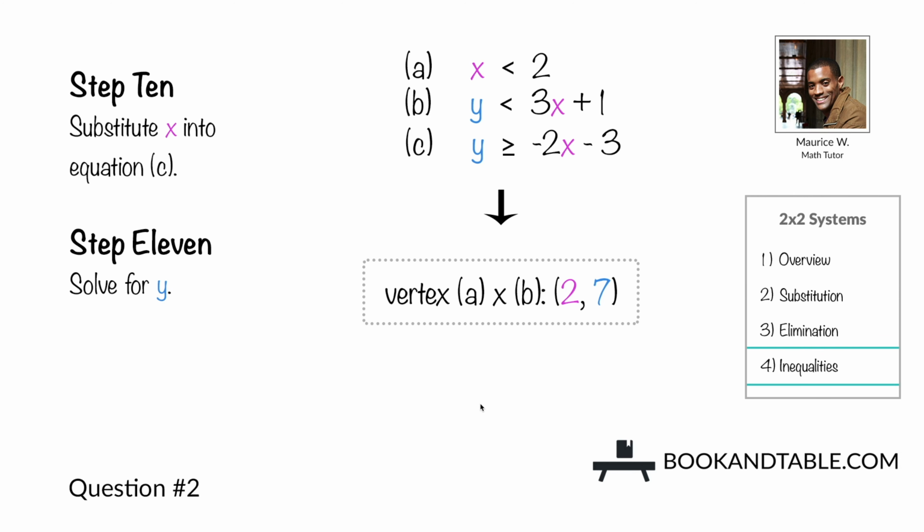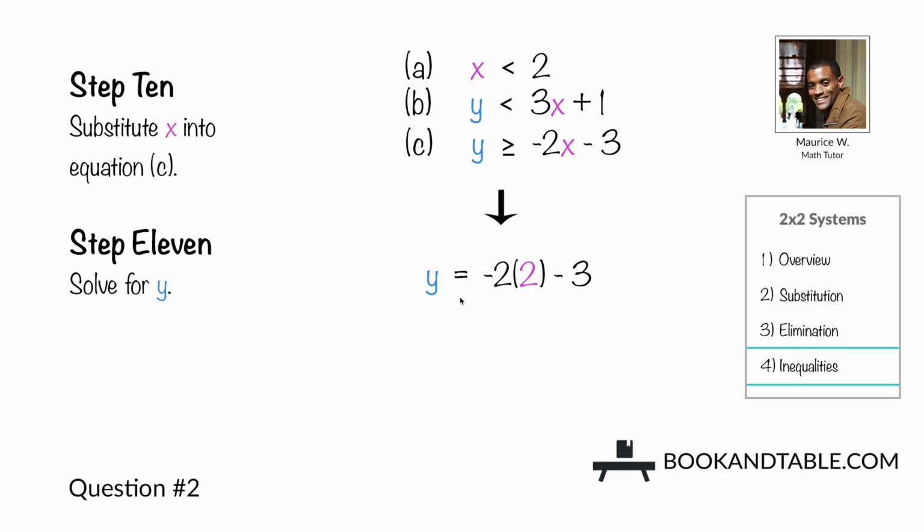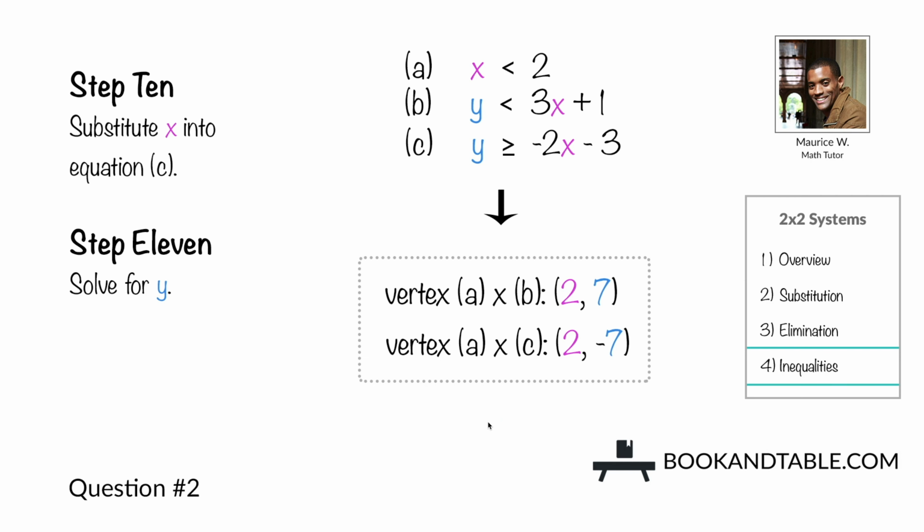Now we want to find the vertex for AC, so we want to substitute x into C here, giving us y is equal to -2 times 2, which is -4, minus 3, which will give you -7. So when x is 2, y is -7 for vertex AC.